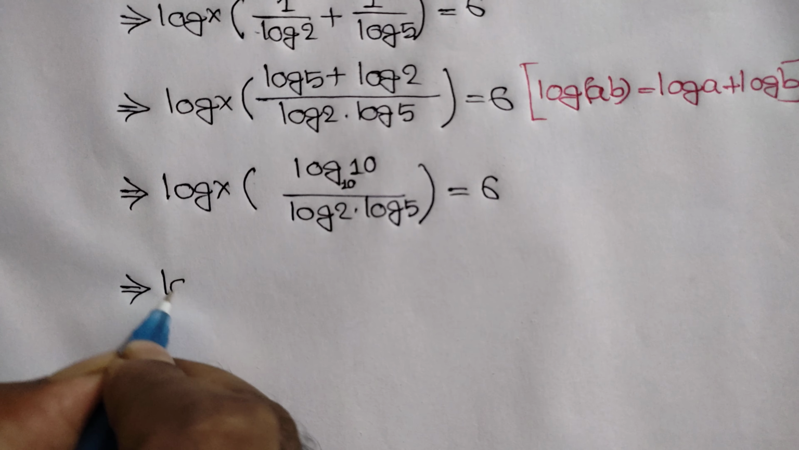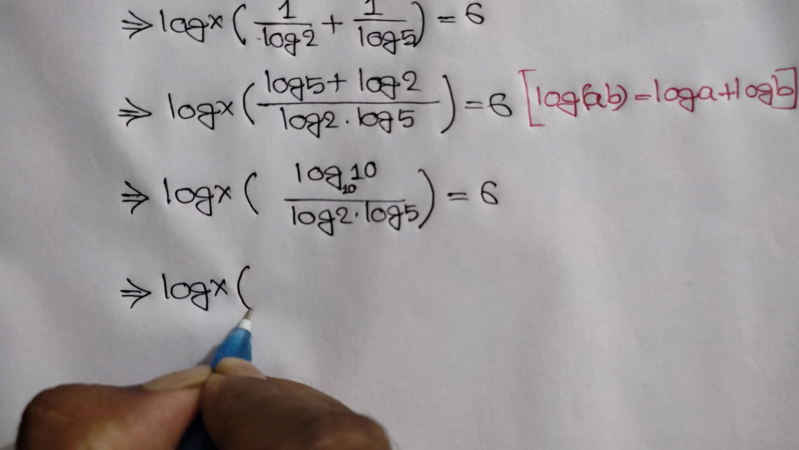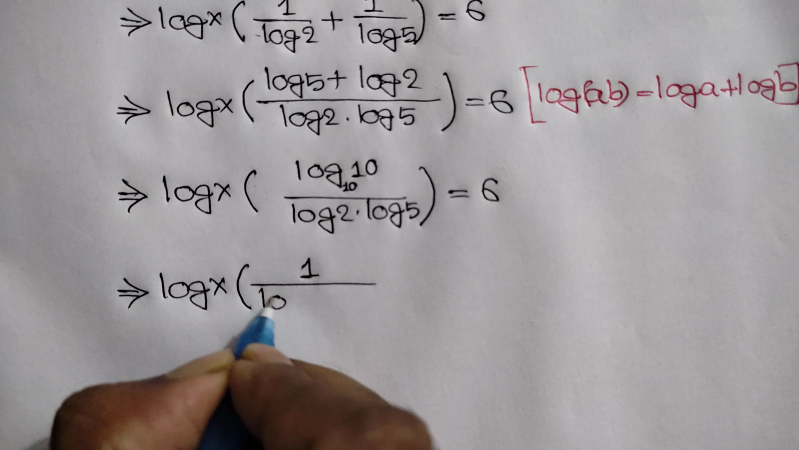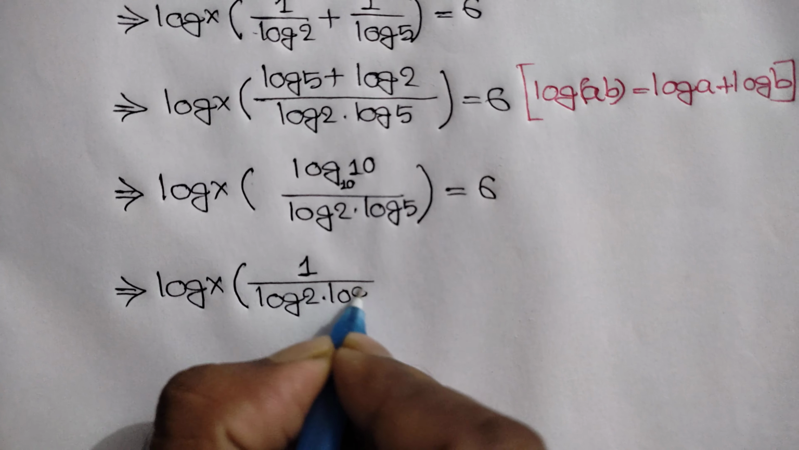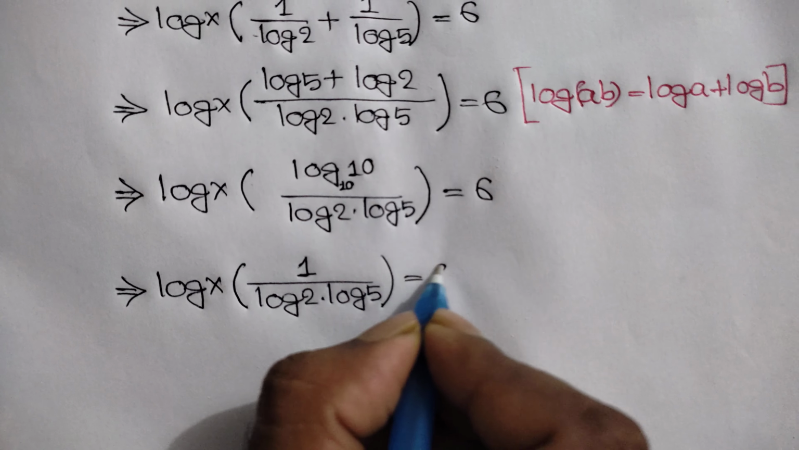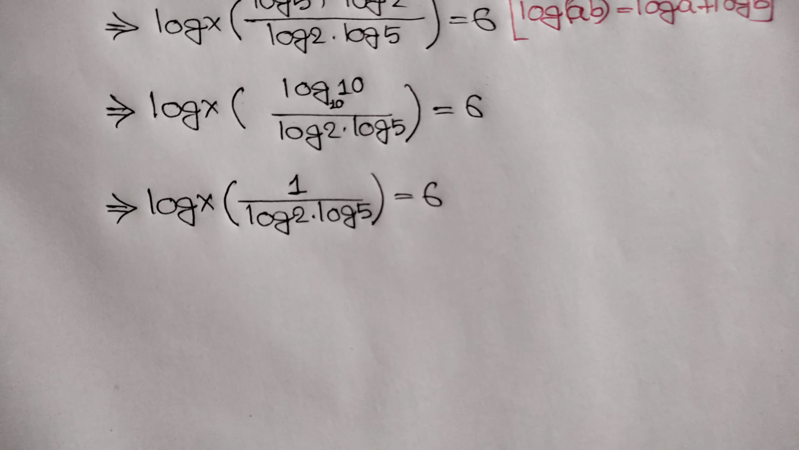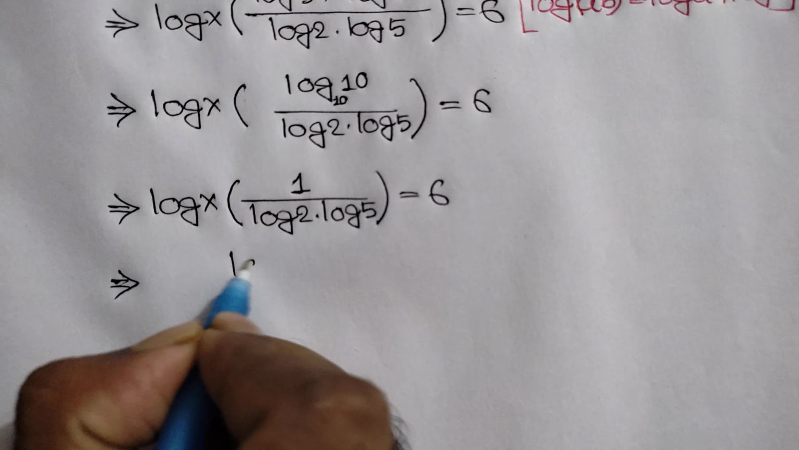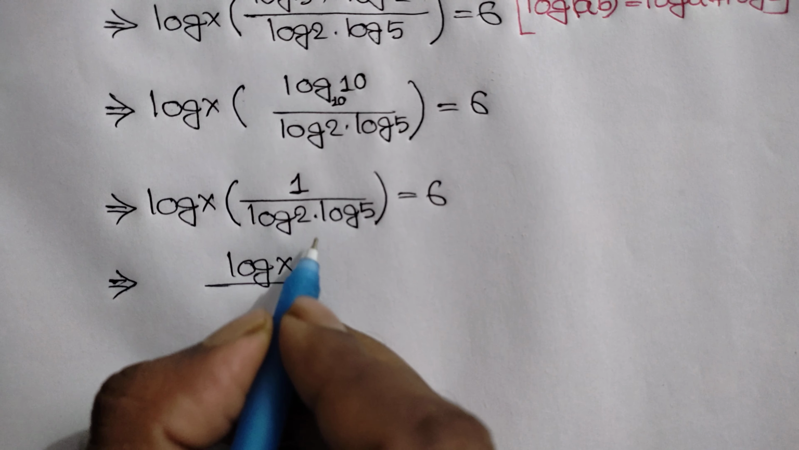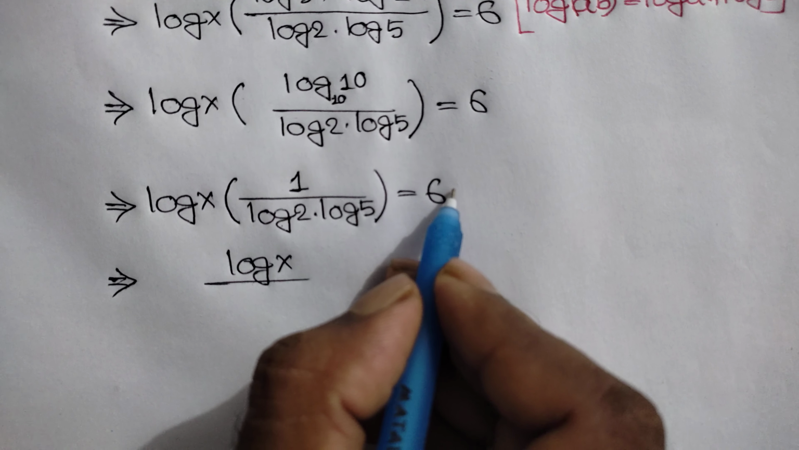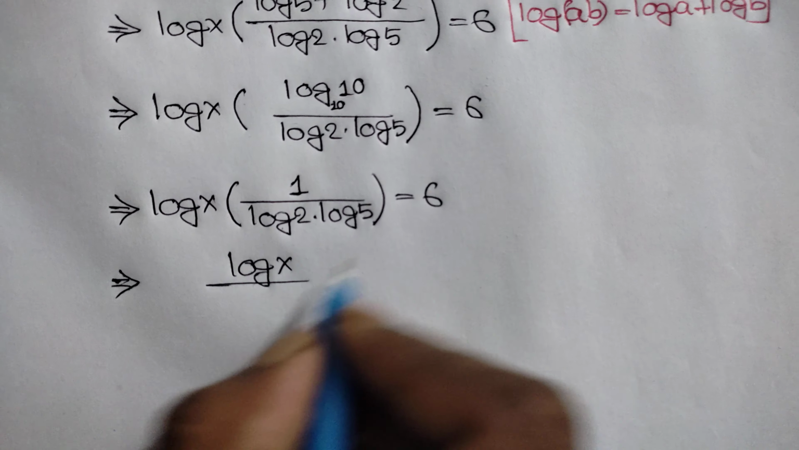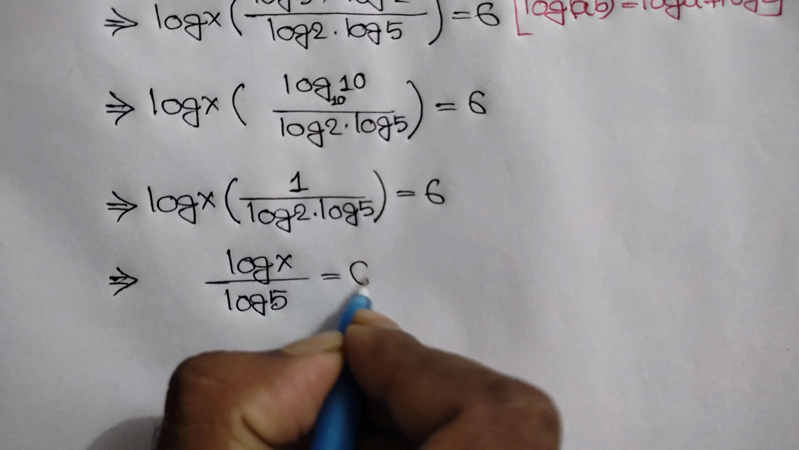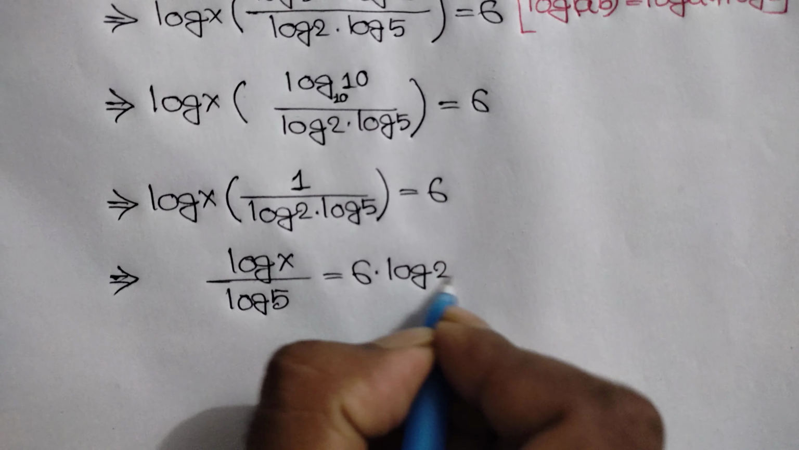Now log of x times, we know that log of 10 base 10 is 1, so we can write 1 over log of 2 times log of 5 is equal to 6. Now log of x over log of 2 times log of 5, taking this log of 2 across, we will get log of x over log of 5 is equal to 6 times log of 2.